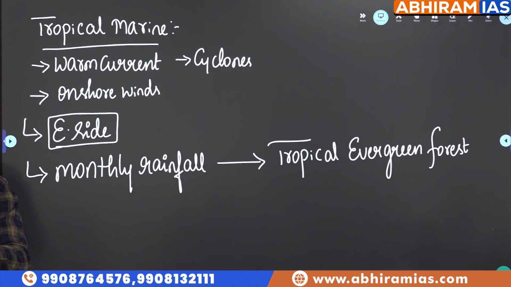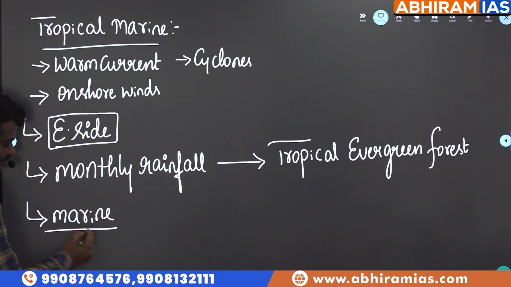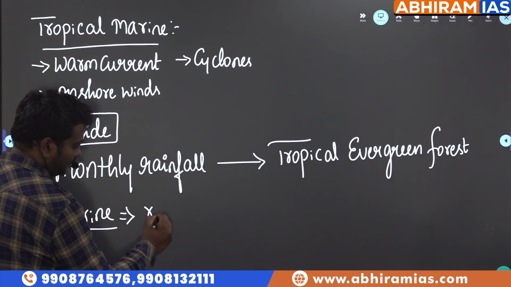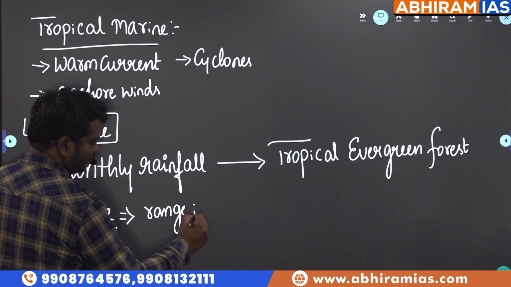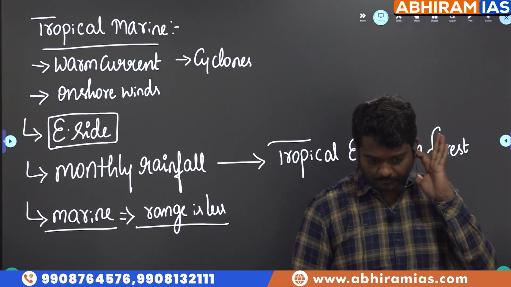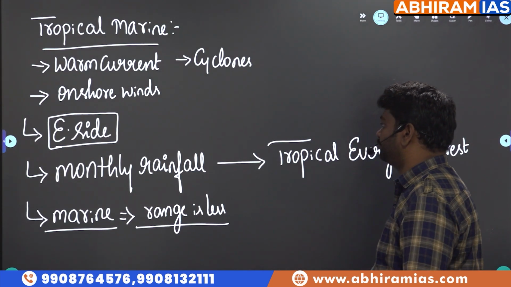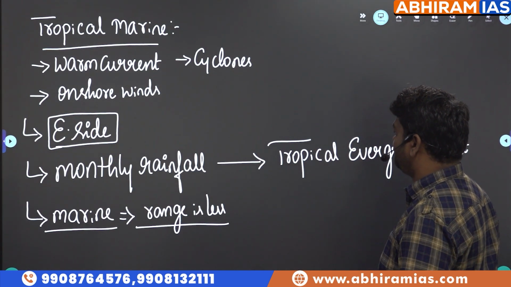So UPSC will never give you marine and equatorial in the same option. Both have almost similar characteristics. So either they'll give you equatorial or they'll give you marine, not both. Now you tell me, if it is marine, what is the condition of range, guys? Which side? Eastern side.